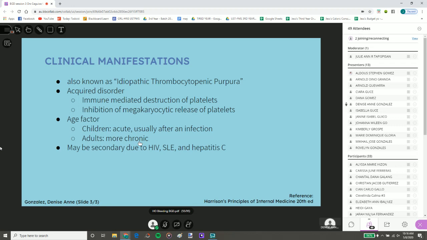Primary ITP denotes the absence of any other identified pathology, while secondary ITP may be due to HIV, SLE, and hepatitis C.